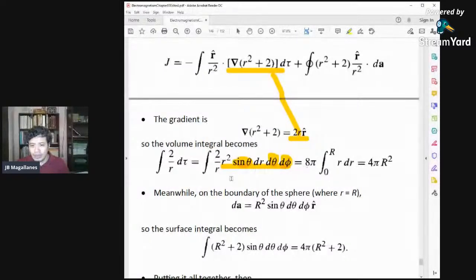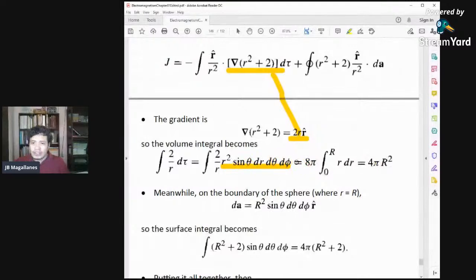So everything will just give you an integral of r dr from 0 to R. This is the volume of the sphere. So you have 8 pi outside, and then you just integrate this expression from 0 to R, and this will give you 4 pi R squared. The integral of r dr will just be r squared over 2, from 0 to R, which gives you R squared over 2.